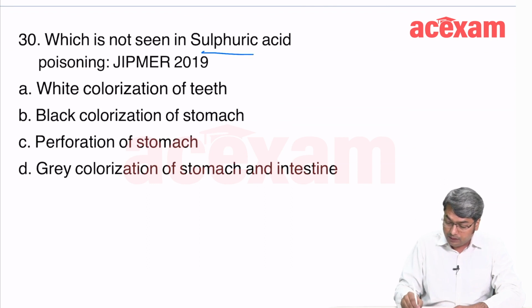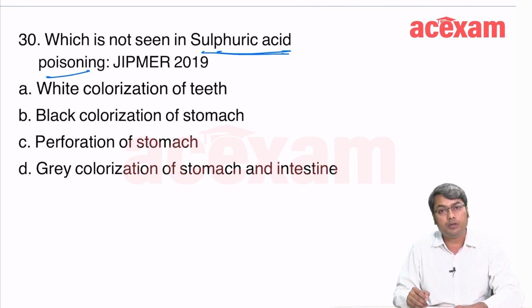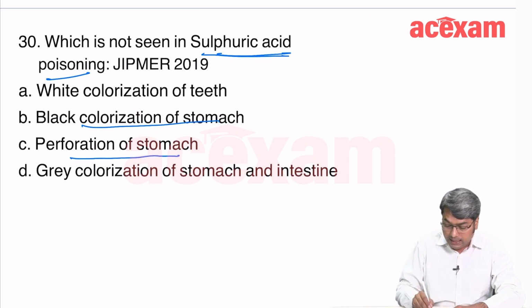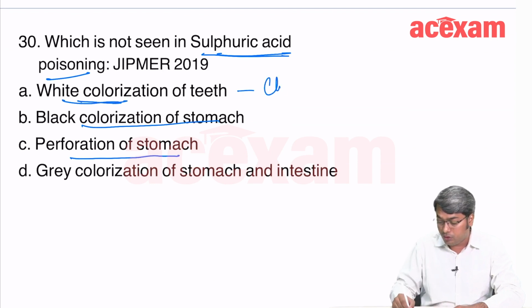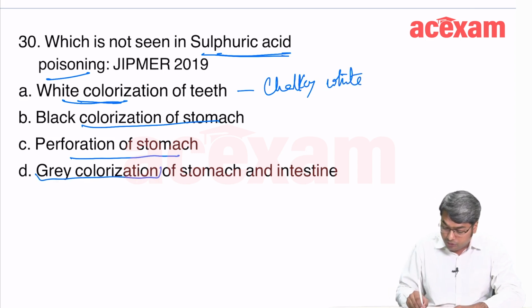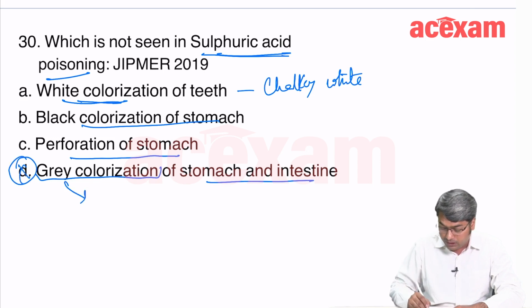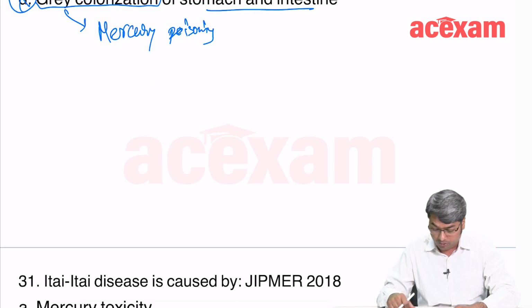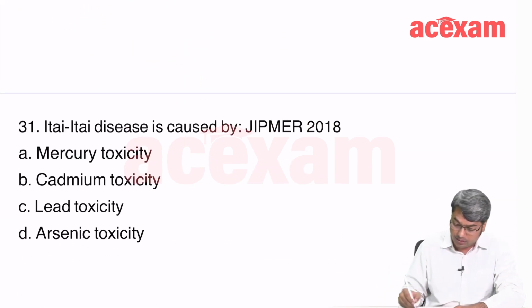Which is not seen in sulfuric acid poisoning? In sulfuric acid poisoning, we have black coloration of stomach, there is perforation of stomach, and there is white coloration of stomach, chalky white teeth, and black coloration of stomach. But grey coloration of stomach is not seen in case of sulfuric acid. Slate grey mucosa is seen in case of mercury poisoning. And in case of HCl poisoning, we get a buff colored appearance of stomach and intestine.